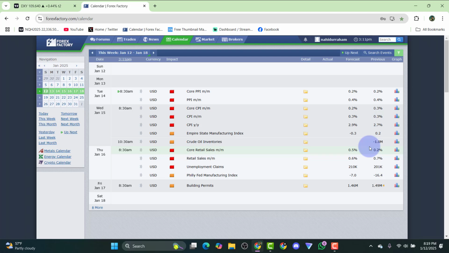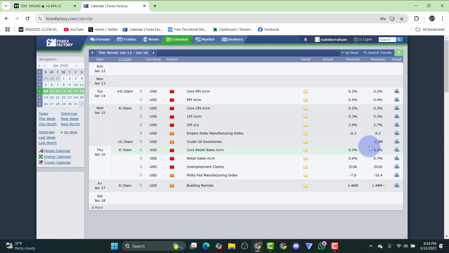Here's the calendar. I'm using Forex Factory, and from this calendar I can see that this is the first CPI week in 2025. Basically, in CPI week, most of the time Monday and Tuesday are gonna be the difficult sessions to trade, because most of the time the market actually makes the liquidity on Monday and Tuesday.